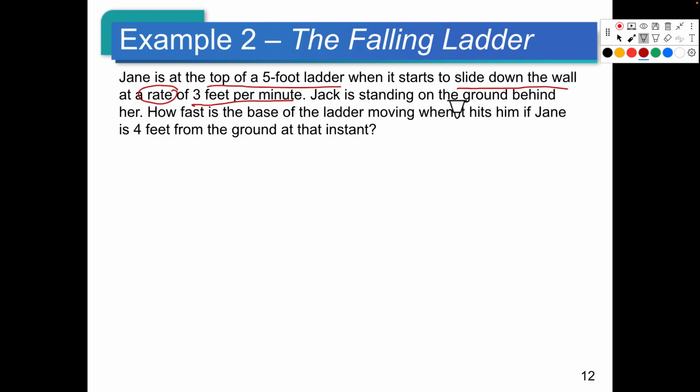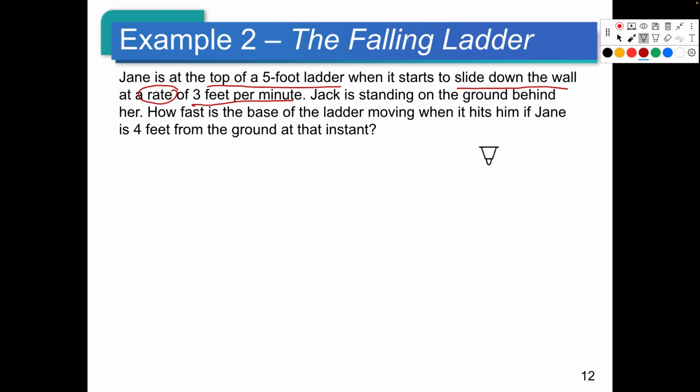Then we've got Jack standing on the ground behind her. Maybe he should have been holding the ladder. I don't know, but that's not the math. How fast is the base of the ladder moving when it hits him? So maybe he's further back, I guess.